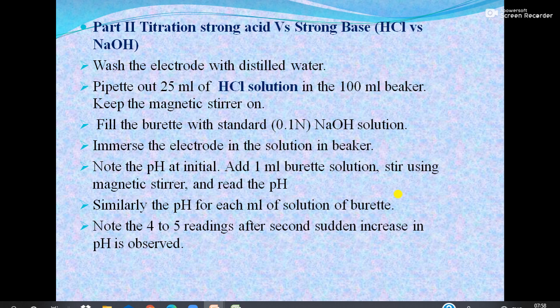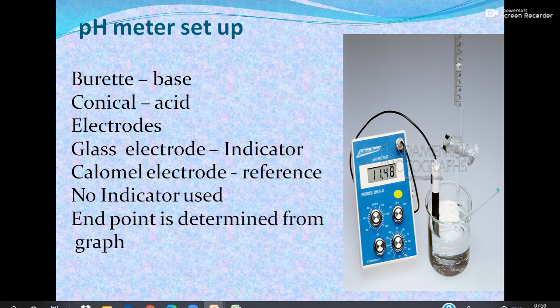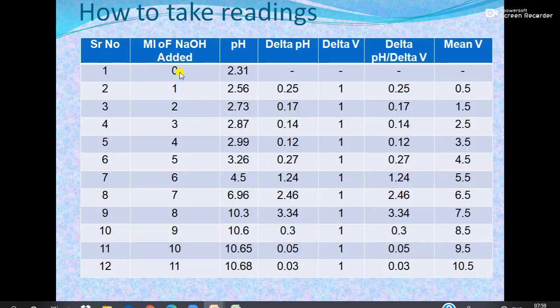Keep the magnetic stirrer on. Fill the burette with the 0.1 normal NaOH solution. Immerse the electrode in the solution in the beaker. Note down the initial pH. That means you have to note down the pH at 0 ml of NaOH added. These are random values I have taken, that is 2.31.